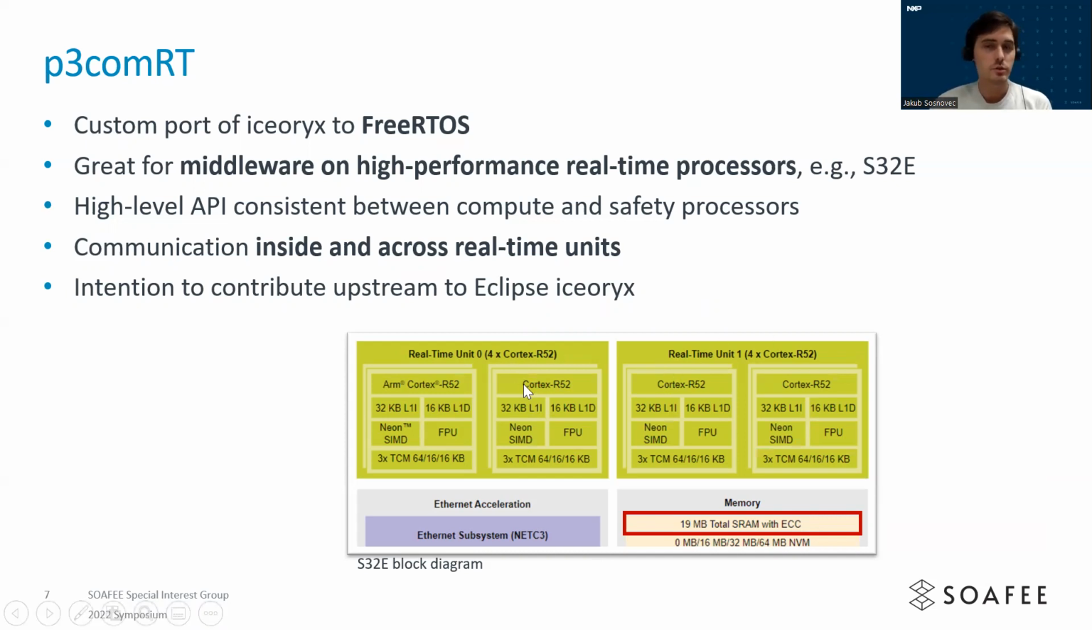It has actually 2 real-time units, each with 4 R52 cores. And as in the case of SDV, there is an SRAM memory available, which can be accessed by all the cores in the system. In this case, it has 19 megabytes. So again, the idea here is to use this SRAM memory for data exchange, data sharing and synchronization between the individual real-time units, as well as cores inside the real-time units. And our intention here is to actually contribute the FreeRTOS port of Iceoryx to the upstream Iceoryx GitHub.